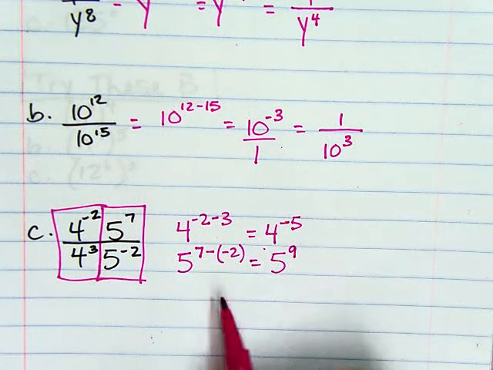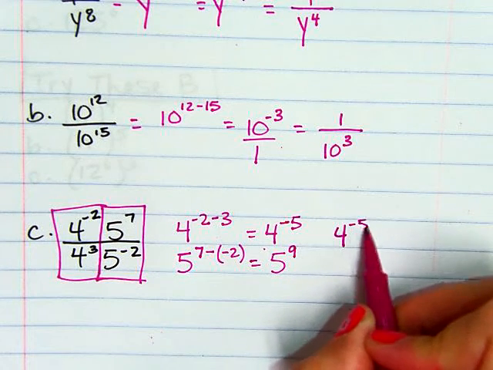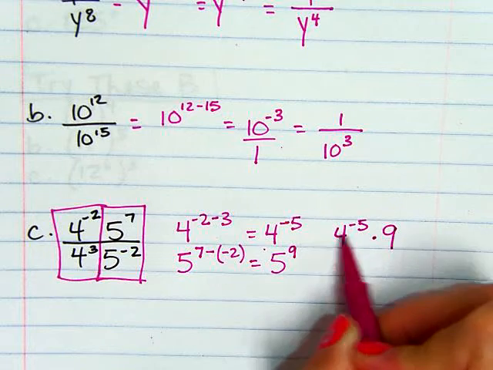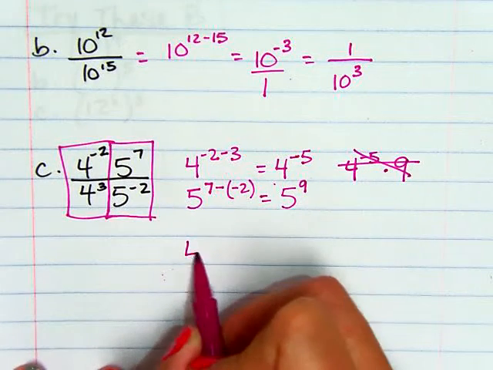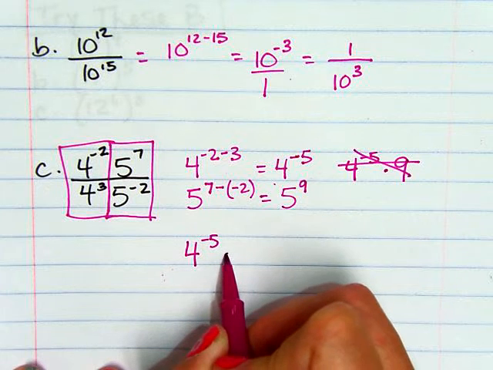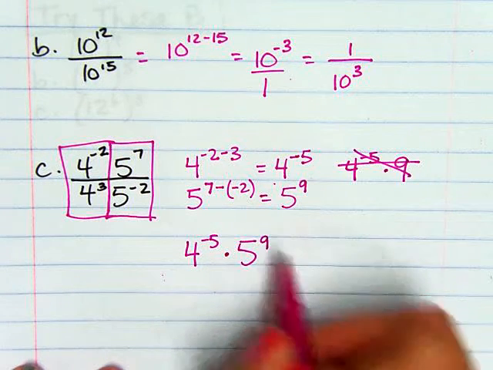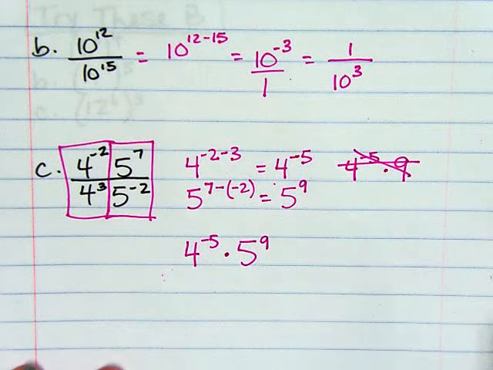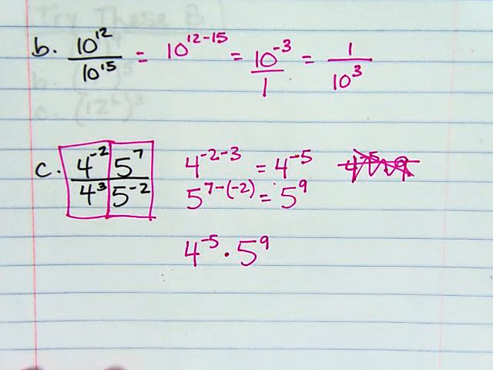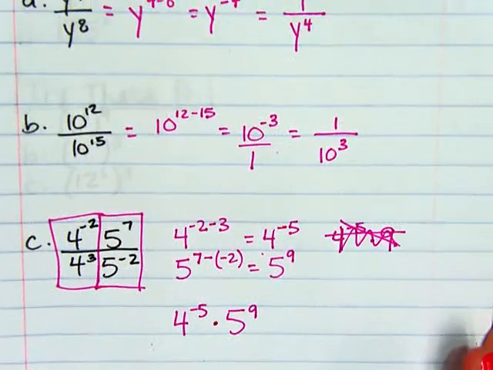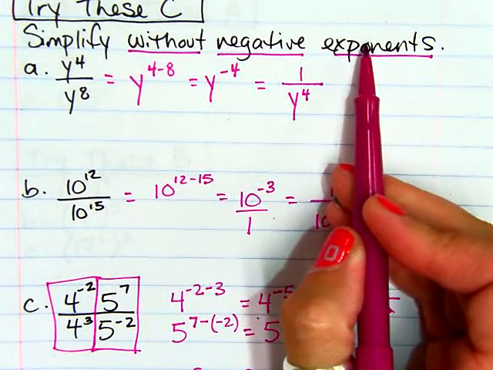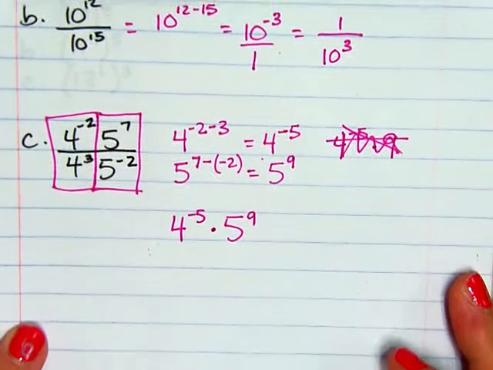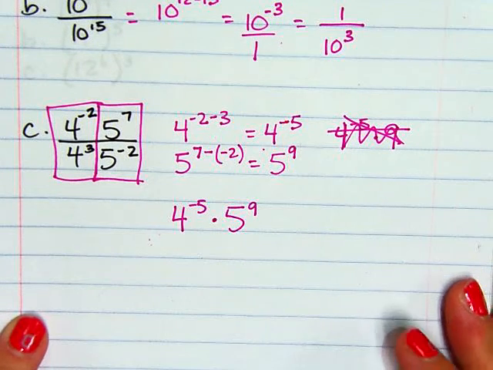Now, if I put those next to each other, 4 to the negative 5th times, start over. Let me scroll up here a little bit. 4 to the negative 5th times 5 to the 9th. There, that's better. This is actually a good answer, except I'm not following the rest of the directions that say without negative exponents. That's the super important part here, because otherwise I'm leaving an incomplete answer.